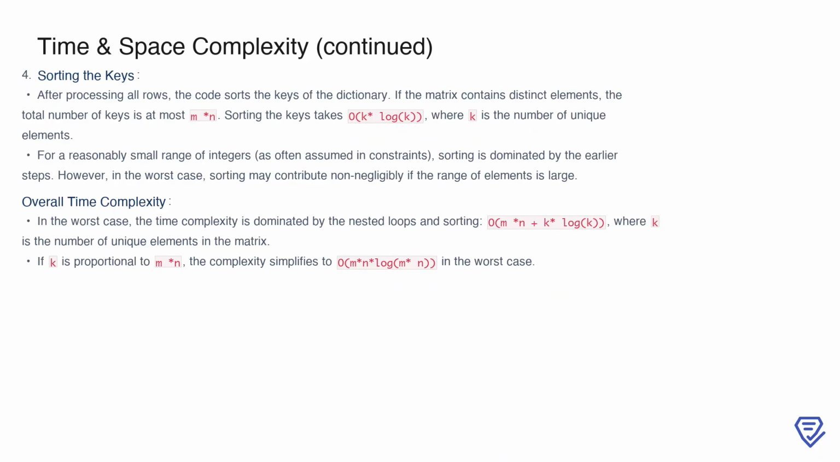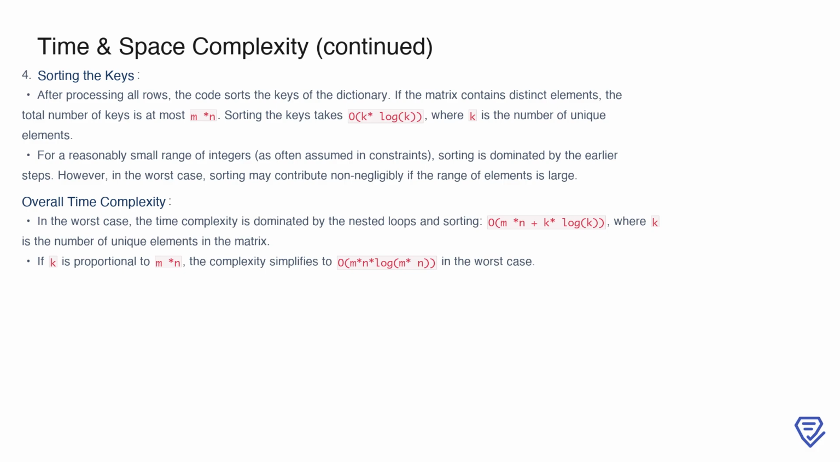After processing the rows, the solution sorts the keys of the dictionary. If the matrix contains k unique elements, sorting these keys takes k*log k. For matrices with a relatively small range of integers, sorting might not dominate the runtime. However, in cases where the range of elements is large, this sorting step can become significant.